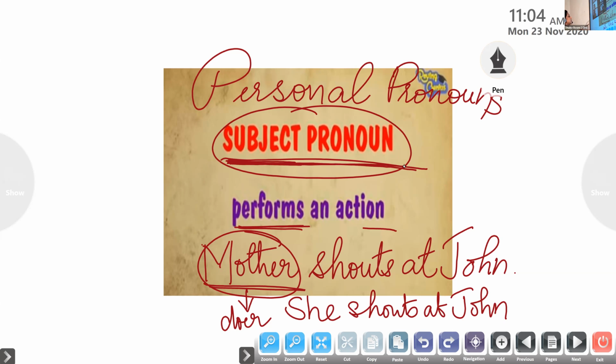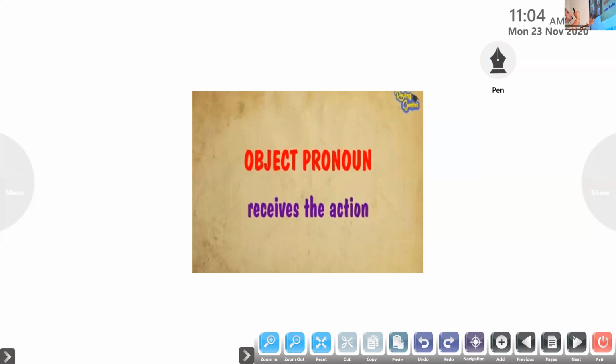Here in the sentence example, mother shouts at John. Mother is the subject of the sentence. So mother has to be replaced by the subject pronoun. That is, for mother we use she. Is that clear? So she is the subject pronoun. She shouts at John. Now we'll move on to the object pronoun. As we said, personal pronouns are categorized into two: subject pronoun and object pronoun. We will move on to the same example here.